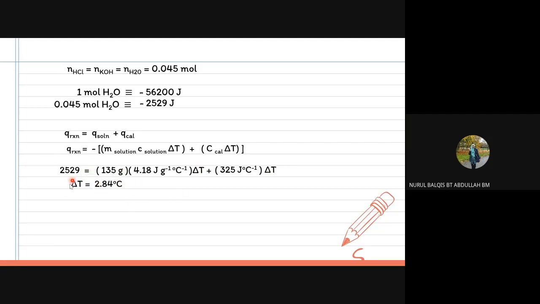Once you got this delta T equal to 2.84 degrees C, you want to find only the final temperature, is it? Yes, Miss. Okay, the initial temperature dia dah bagi. Jadi kita just masukkan je lah T2 minus T1. And lastly, you will get 21.08 degrees C. Okay, ni maksudnya rearrange lah. I rearrange ni, dia dapat T2 dia.